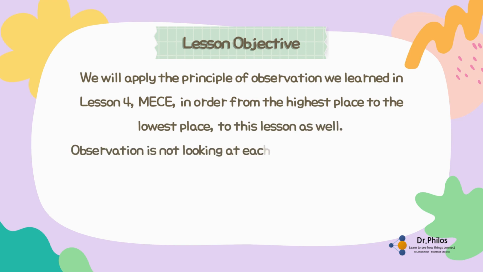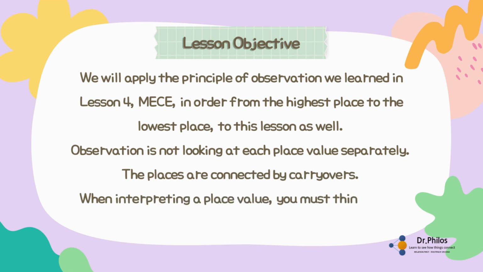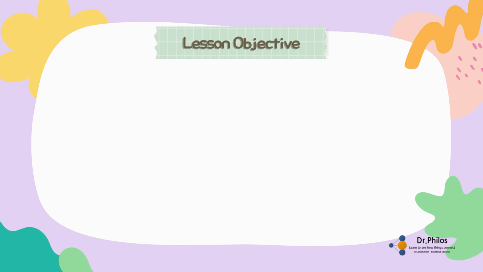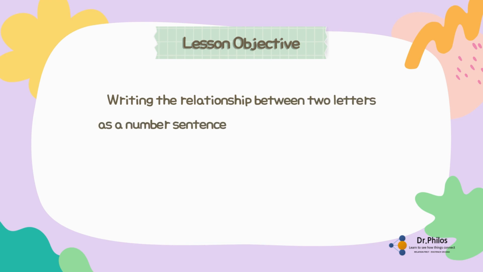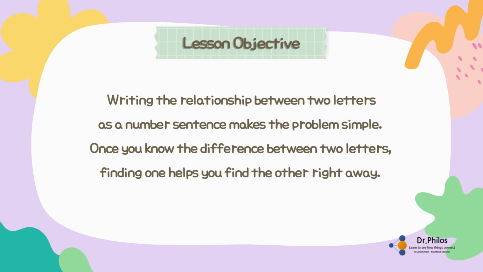Observation is not looking at each place value separately. The places are connected by carryovers. When interpreting a place value, you must think about the neighboring places together. Writing the relationship between two letters as a number sentence makes the problem simple. Once you know the difference between two letters, finding one helps you find the other right away.